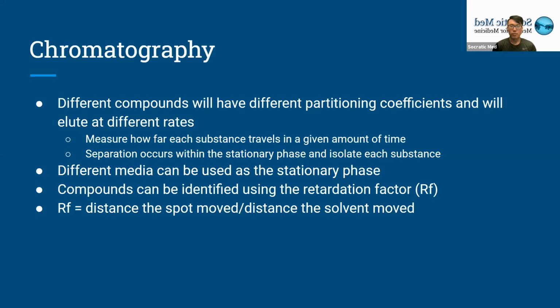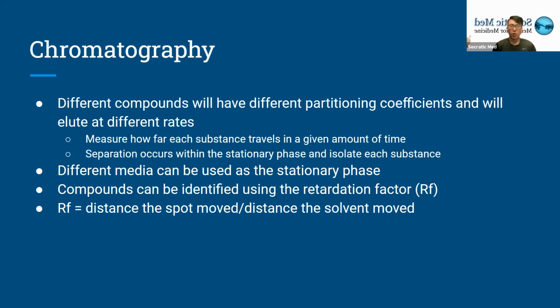And this partitioning will separate the different compounds on the stationary phase, and it will isolate each substance so you can tell which substance moves farther and which substance didn't really move at all.